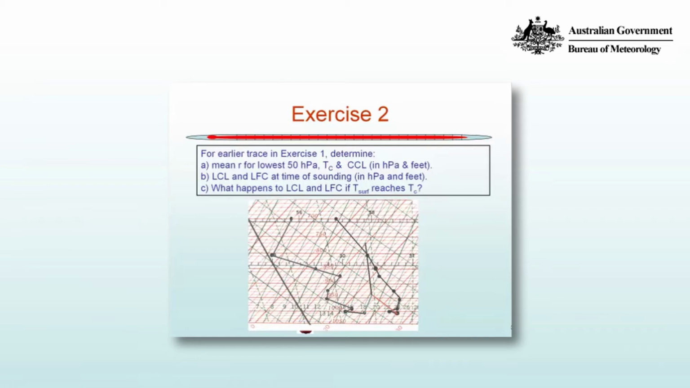You used this trace in an earlier exercise in another video. So for this trace, determine the mean mixing ratio in the lowest 50 hectopascals, the convective temperature, and the convective condensation level in hectopascals and feet using the ICAO atmosphere. Determine also the level of free convection and lifting condensation level at the time of sounding, that is the morning time, in hectopascals and feet. And finally ask, what happens to the lifting condensation level and the level of free convection if the surface temperature reaches the convective temperature? Pause the video now and carry out this exercise.